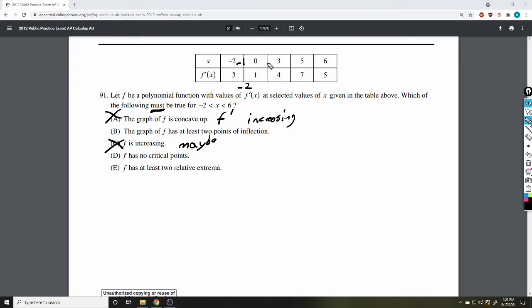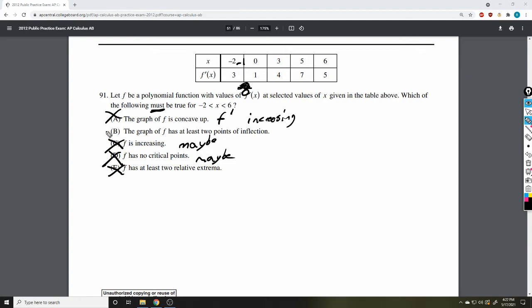F has no critical points? Well, that doesn't have to be true. What if, so again, maybe. But what if at -1 instead of at -2 we went down to 0? Bingo, there's a critical point. F has at least 2 relative extrema? Well, we don't know that either. We don't even know if it has a relative extrema, because it's staying positive the whole time as far as we know.